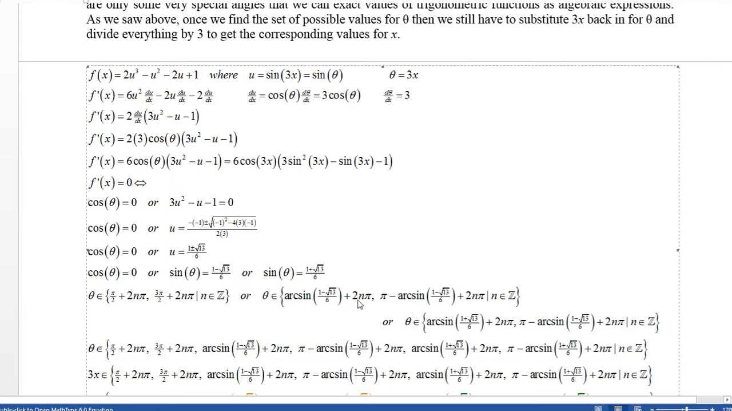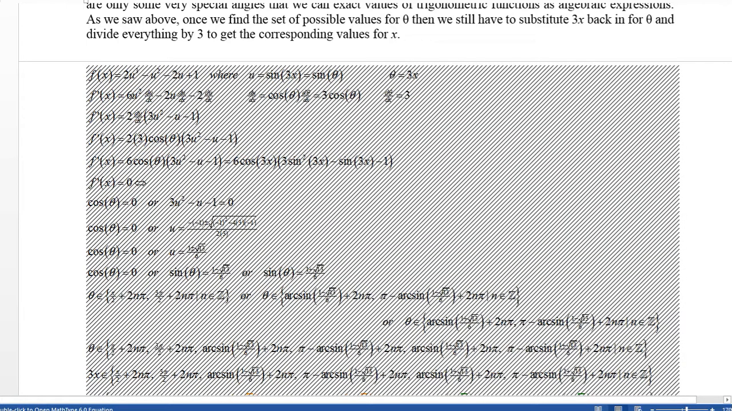And of course, once you find one of those angles that gives you a terminal side in the right place, you can also add any integer multiple of 2 pi to that as well. So there are two infinite sets of angles that give you this last one here. For example, arc sine of 1 plus the square root of 13 over 6 plus 2n pi, or pi minus arc sine of 1 plus the square root of 13 over 6.